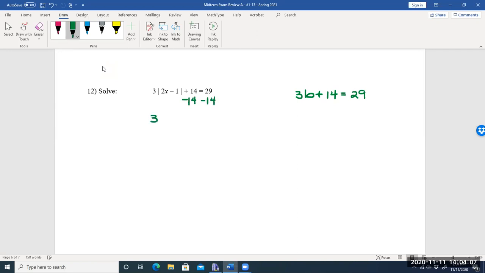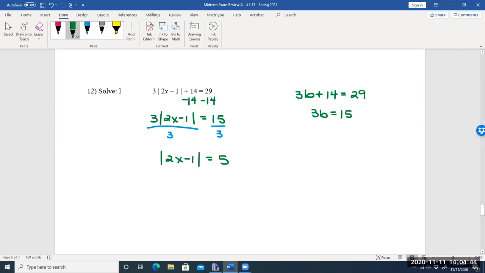So we've got 3 times the bars equals 15. So just like you would divide both sides by 3, if you were trying to solve the equation 3b equals 15, same thing over here. To isolate the bars, I'm going to divide both sides by 3. And so we get the absolute value of 2x minus 1 equals 5.